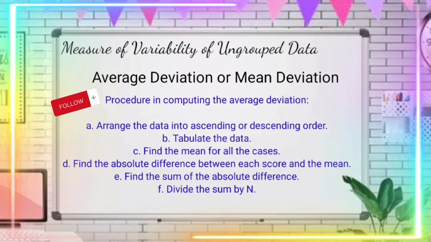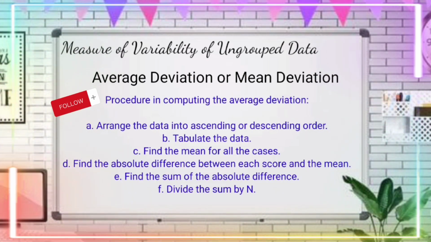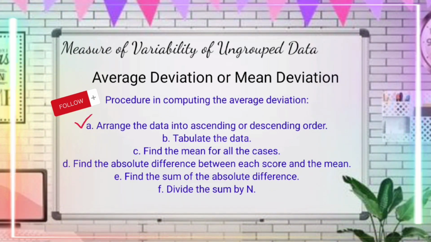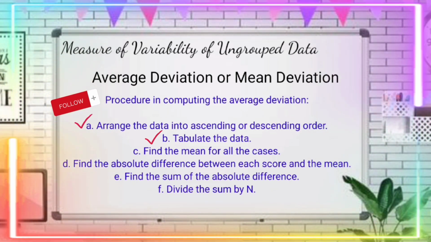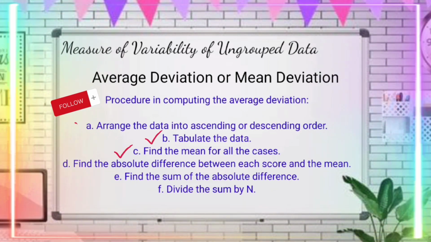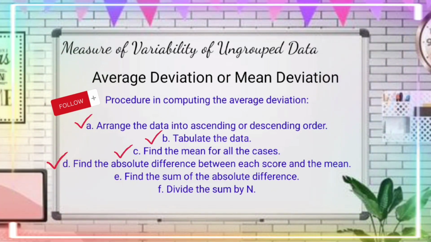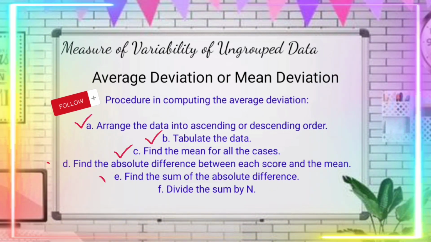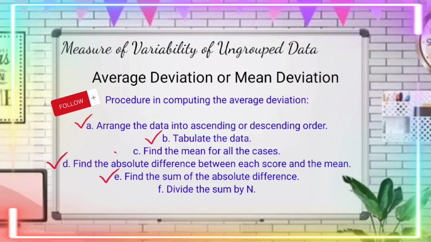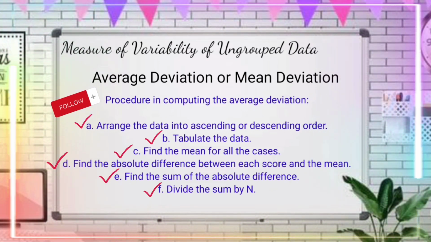Let's have the procedure in computing the average deviation. Letter A. Arrange the data into ascending or descending order. B. Tabulate the data. C. Find the mean for all the cases. D. Find the absolute difference between each score and the mean. E. Find the sum of the absolute differences. And F. Divide the sum by n.